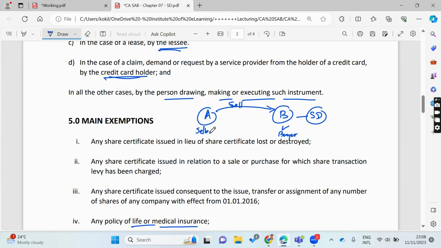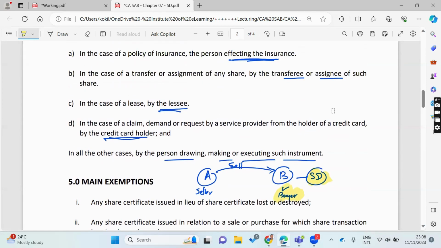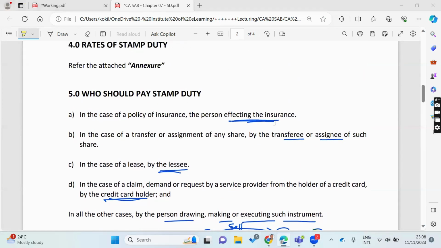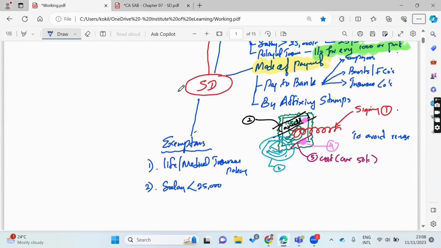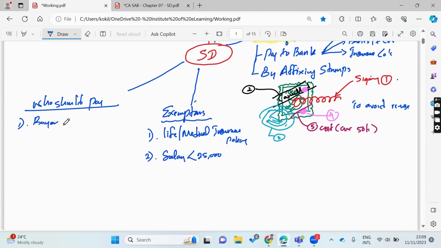This is the seller. If you are purchasing land, then the buyer needs to pay stamp duty, obviously. Then who should pay stamp duty is clear to you, right? Usually, I would say simply the buyer, if it is a land purchase.